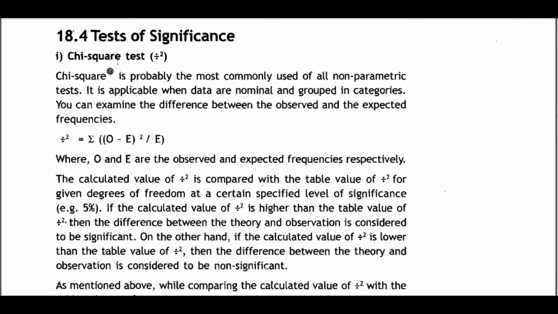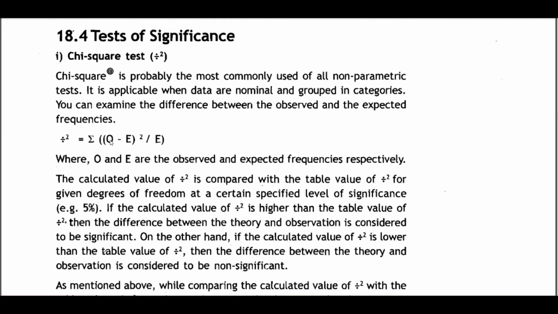18.4 Tests of significance. Chi-square test. Chi-square is probably the most commonly used of all non-parametric tests. It is applicable when data are nominal and grouped in categories. You can examine the difference between the observed and the expected frequencies.